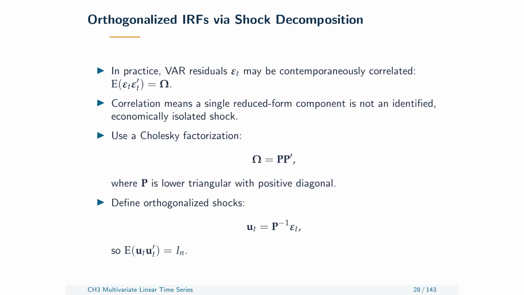Let me describe how we build uncorrelated shocks. A common method factors the residual covariance matrix into a lower triangular matrix times its own transpose.